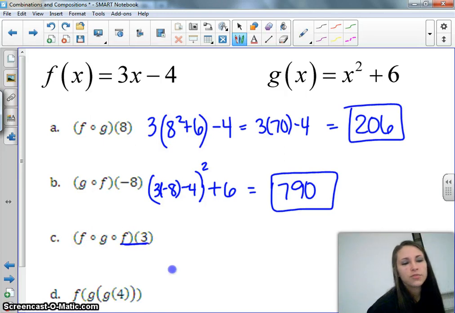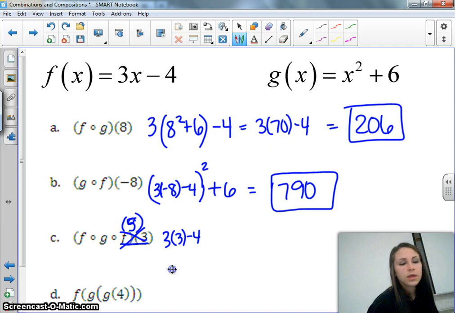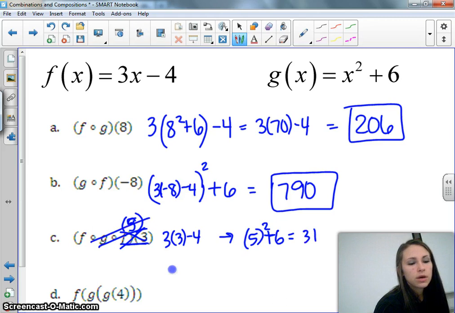First, I'm going to find f of 3. So f of 3 would just be 3 times 3 minus 4, and 3 times 3 minus 4 is going to be 9 minus 4, which is 5. So really this is gone, and I'm doing g of 5 now. And so g of 5 is going to be 5 squared plus 6, so that's 25, plus 6, which is 31. And so really now this is gone, and what I'm doing is f of 31.